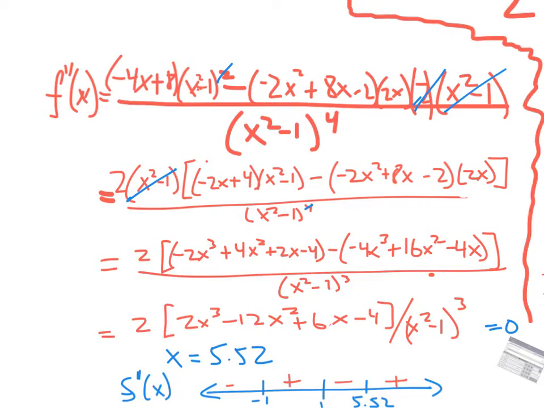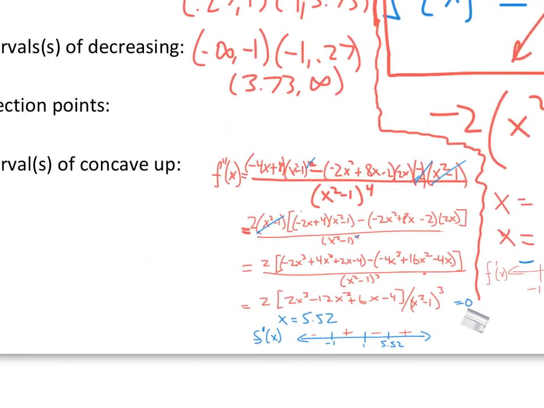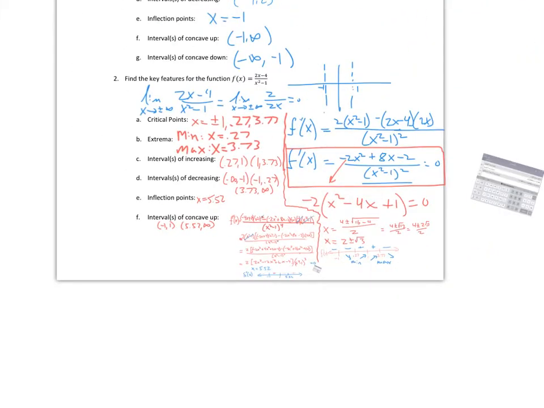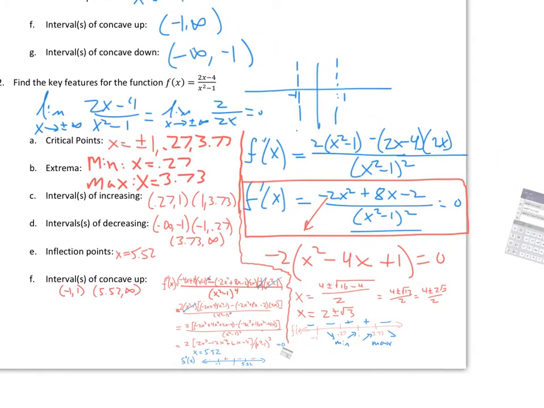All right. So let's go ahead and get this in here. We've got an inflection point, and that's at 5.52. And we got intervals of concave up, and that's from -1 to 1, and then from 5.52 to infinity, okay? And so, what does this mean after all this craziness? Well, we've got this.